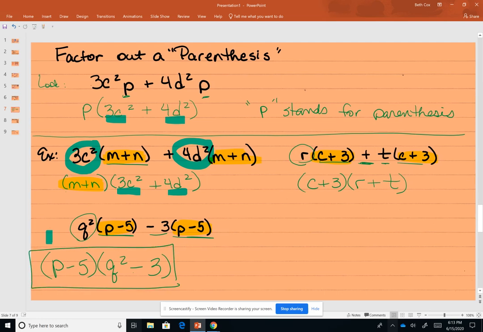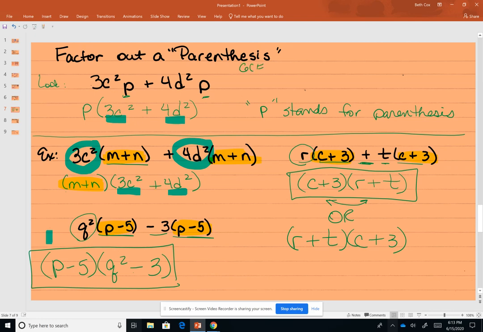Now, let me just remind you that these can be written in either order. If, for some reason, you have learned it a little differently, you might put the r plus t first and the c plus 3 second. So no, you can switch those. Those are switchable, and it's still correct. So this is a parentheses GCF. Factoring out a parentheses is a GCF. Okay. Next up is grouping, if I'm not mistaken. All right, almost done. It's just math, y'all.